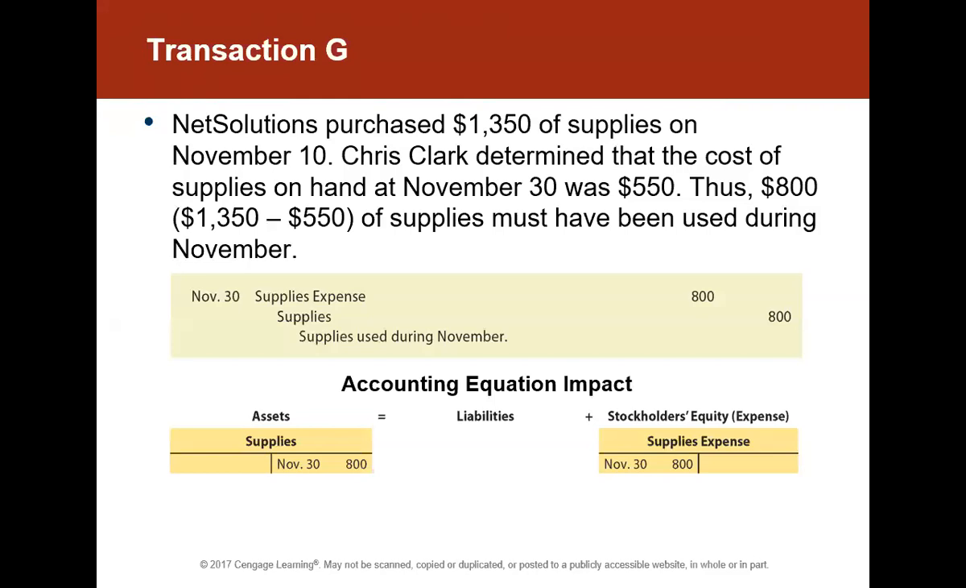So $800 of supplies must have been used up during November. Again, when supplies get used up, they're no longer an asset to us because they're no longer there. We need to expense them out. So supplies expense gets debited and increased, and supplies gets credited. What they're not really showing here is we started with a $13.50 debit, we have an $800 credit. Supplies ending balance would be the $550 that's actually in supplies. It went down because those were supplies that were used up.